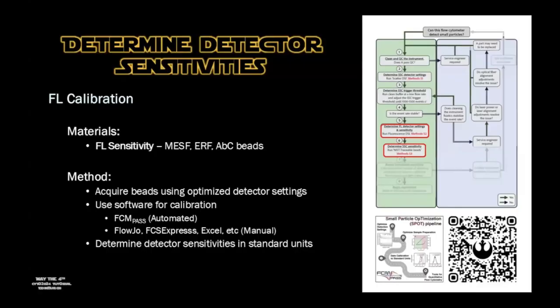So fluorescent calibration, as we spoke about, will just require that you have some MESF, ERF, or ABC beads, and you're going to acquire these at the same settings as your optimized detector settings that were determined in the last few slides. Fluorescence calibration is semi-automated in FCM-Pass and will write all of your FCS files to calibrated units. Or if you do this in an analysis software, FlowJo, FCS Express, and even Excel can all facilitate doing regressions and applying them to statistics.